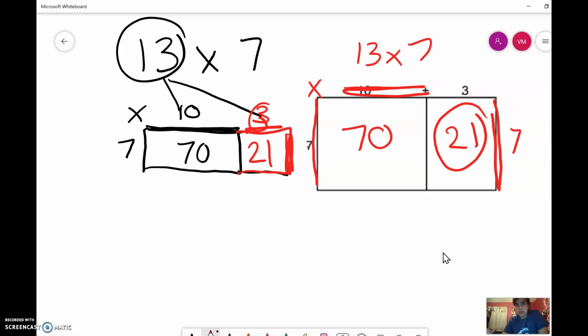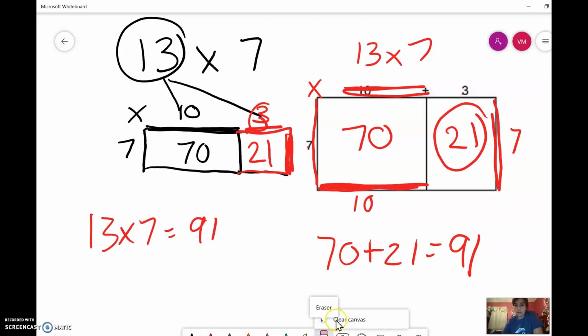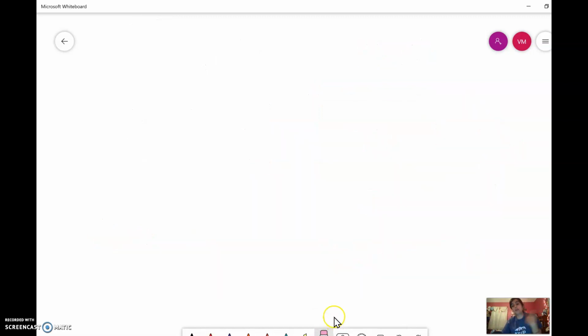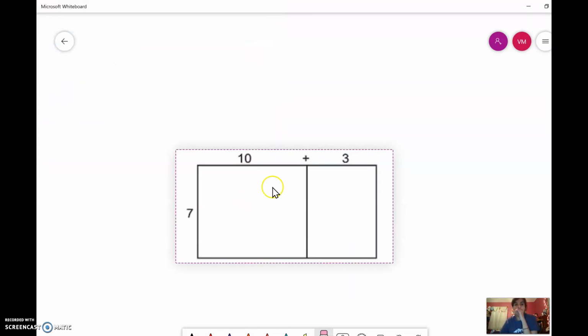So 21, and this length was 10, right? So 10 times 7 is 70. So 70 plus 21 equals 91. See? So 13 times 7 equals 91. And if you're still confused, I'm gonna go over it one more time. I'm gonna use the models, and those are the ones I'm gonna post in the next questions. So I'm gonna do it again. Oh, I'm sorry. I'm gonna paste it.